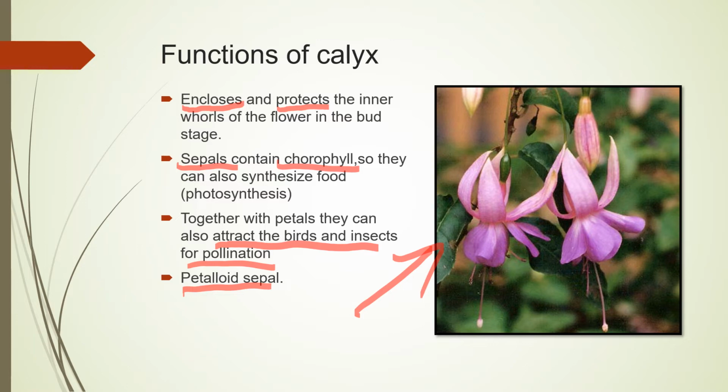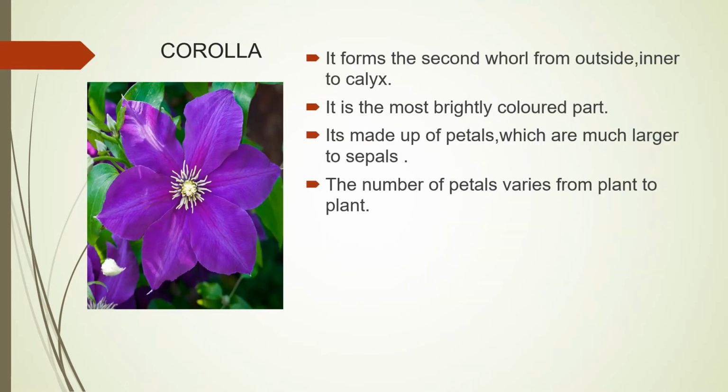Now let us move on to the next slide, where we will be discussing the corolla. What is it? It is the second whorl of the flower from outside. From outside, the first whorl was the calyx, which we have already studied. Now the second whorl is the corolla. Next to the calyx comes the corolla. Then come the androecium and the gynoecium, which we will study going forward.